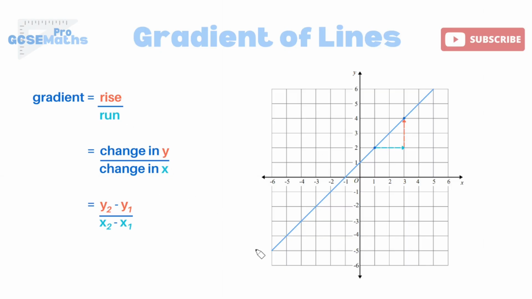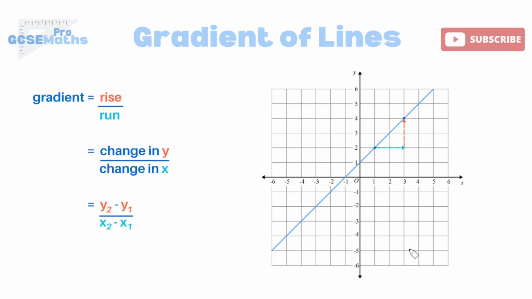The first two are a little bit easier to use when you can actually see the line or the graph in front of you. The last one is the more official version, which is where you might be just given two sets of coordinates, you can't actually look at the graph, and you need to use those numbers to find the gradient.